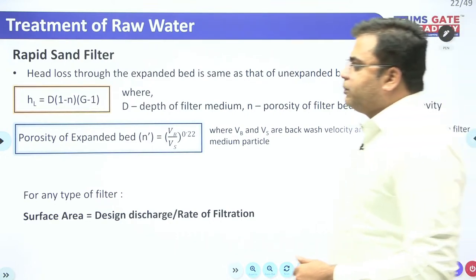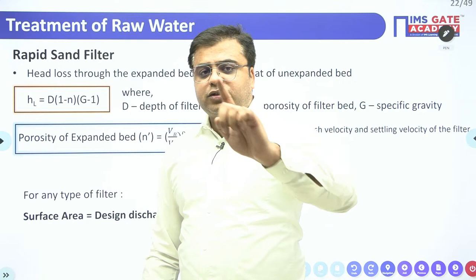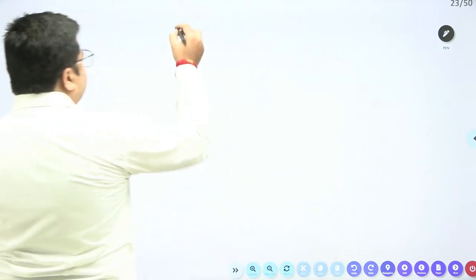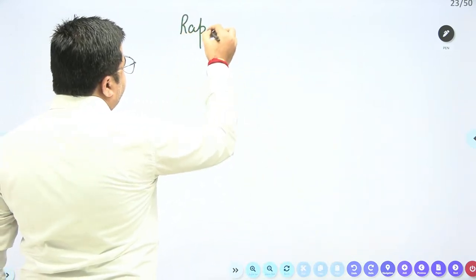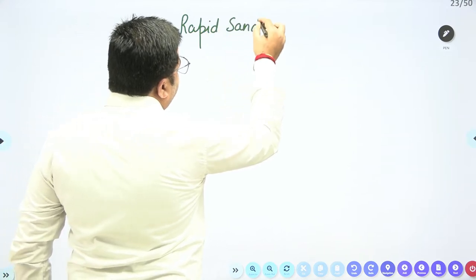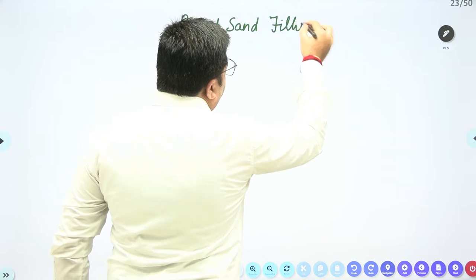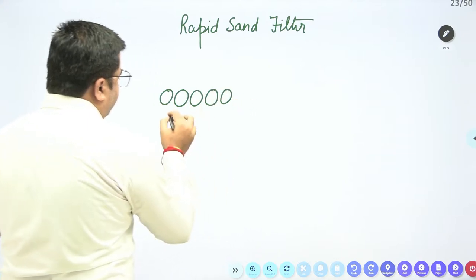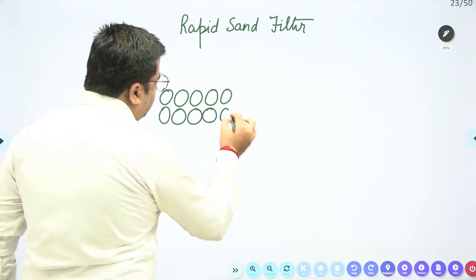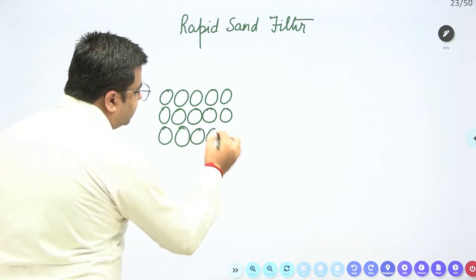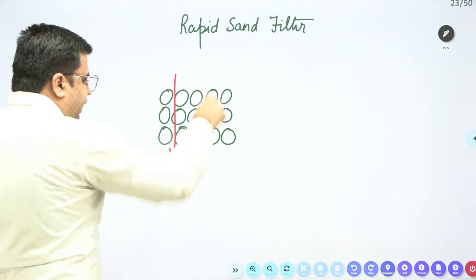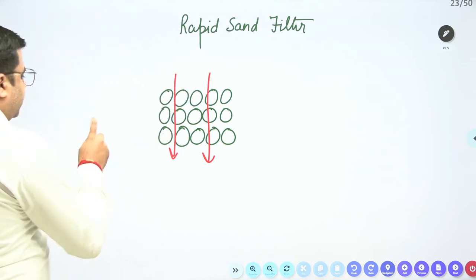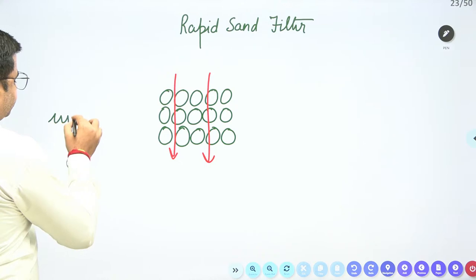Moving on with this. So we have the expression for rapid sand filter. My dear students, let me just explain one more concept here. When I talk about the head loss, right? If I consider a rapid sand filter, if this is my filter bed, and for this filter bed, water is normally passing over this filter bed and getting purified, right? The water is passing like this and getting purified. This is the unexpanded bed. When the filter is working, this is the unexpanded bed.